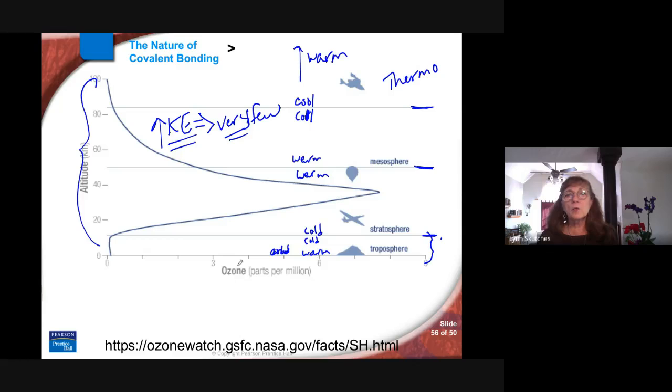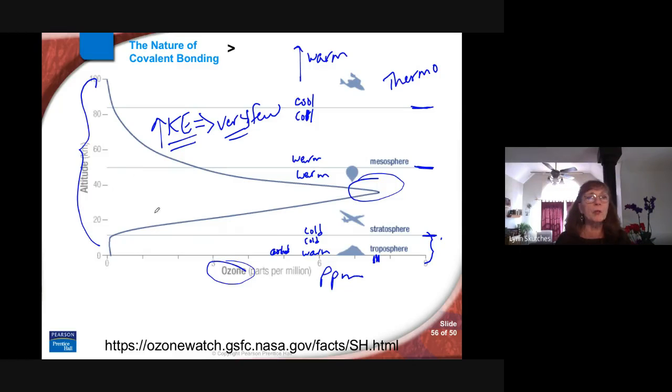The ozone, measured in parts per million, which we usually abbreviate ppm, goes up dramatically in the stratosphere. It looks like about 7 or almost 8 parts per million. That doesn't sound like a lot, but it's enough to protect us. And the altitude again is going to be up pretty high, up in the 30-40 kilometer range.